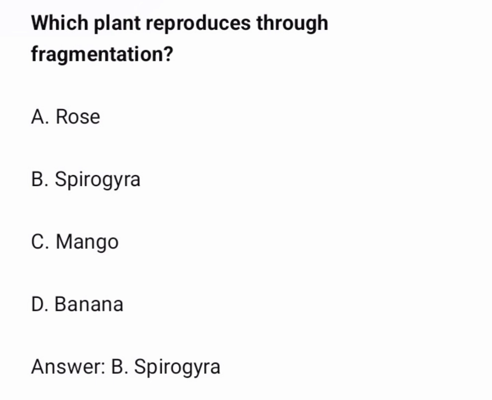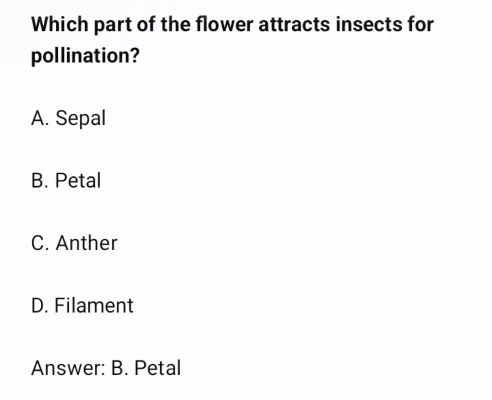Which plant reproduces through fragmentation? A. Rose. B. Spirogyra. C. Mango. D. Banana. Answer: B. Spirogyra.